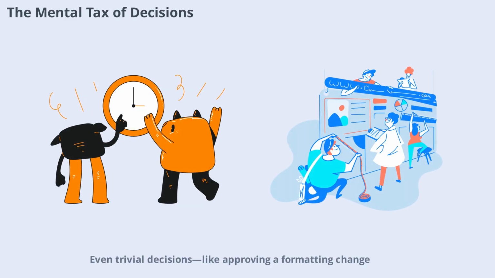Even trivial decisions, like approving a formatting change or running a test, add up over time. Each one breaks your concentration and drains your mental energy. By moving these decisions into automated hooks, you free up your mind for more important work. It's a subtle shift, but it makes a big difference in how you feel at the end of the day.